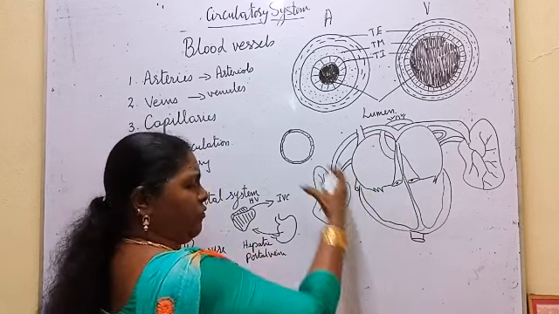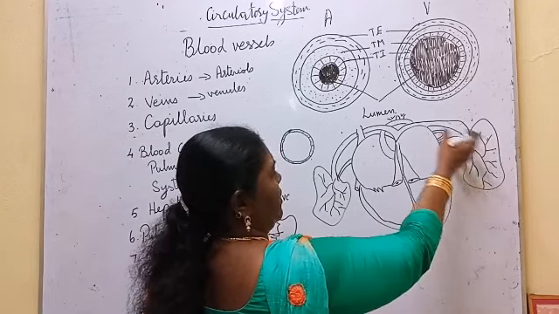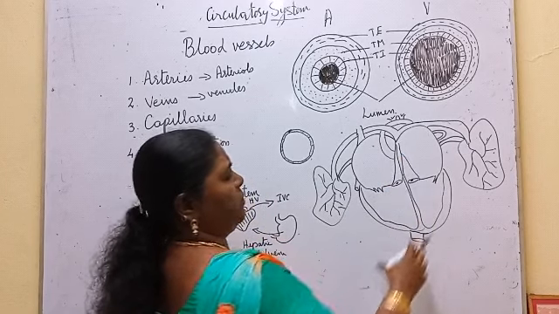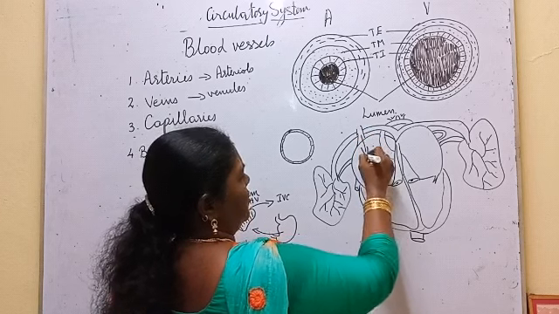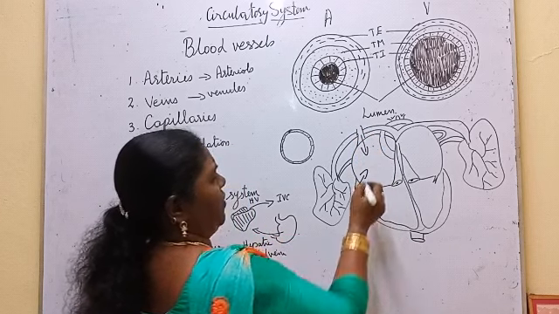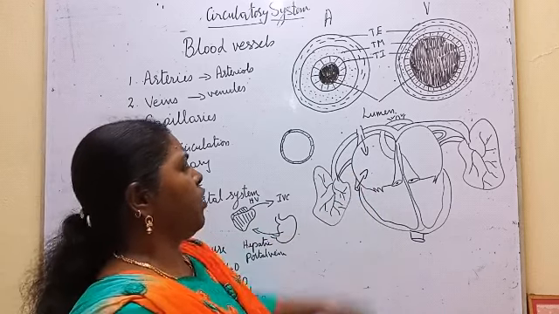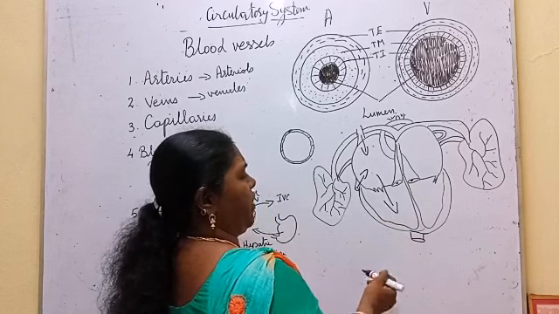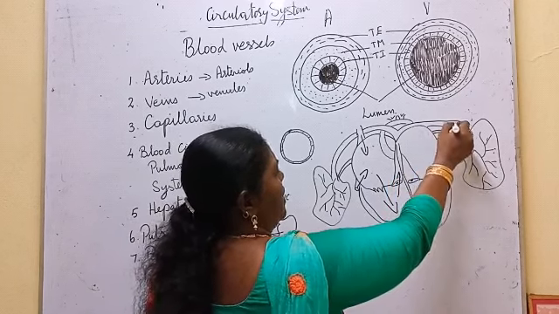It collects blood from the different parts and sends it to the lungs. From the lungs it collects the blood and sends it to the different parts. So this is the central part. Now, deoxygenated blood from the superior vena cava and inferior vena cava enters the right auricle. From the right auricle it enters the right ventricle, and from the right ventricle it enters the pulmonary artery.